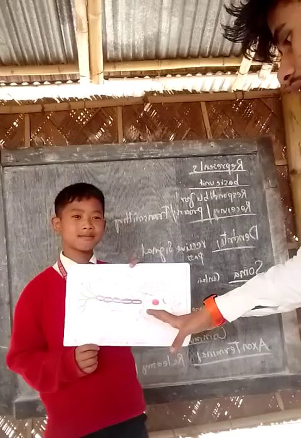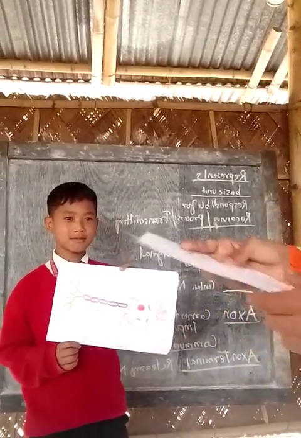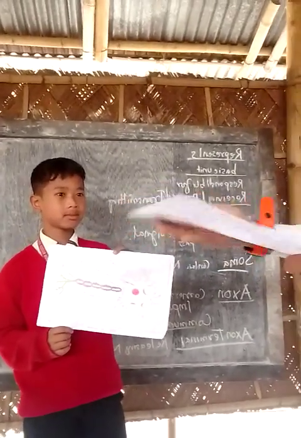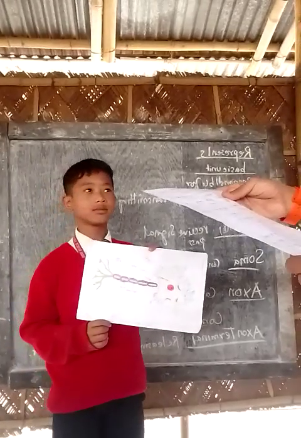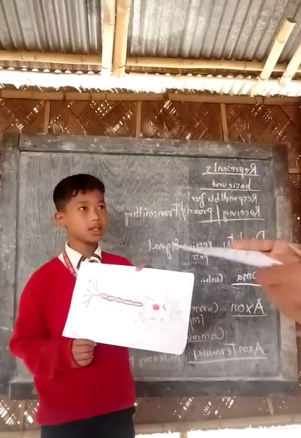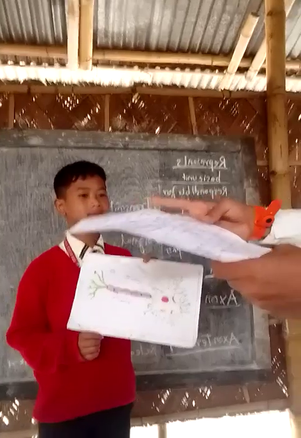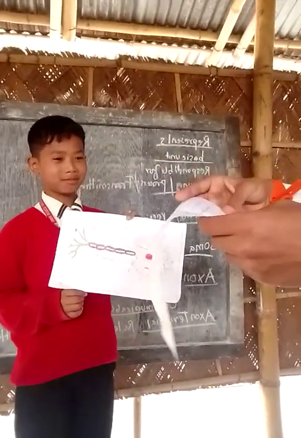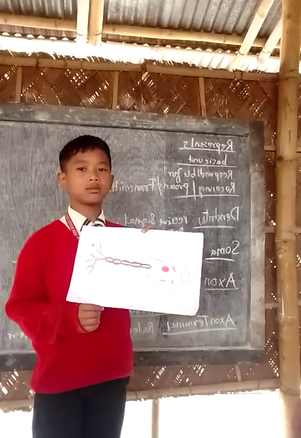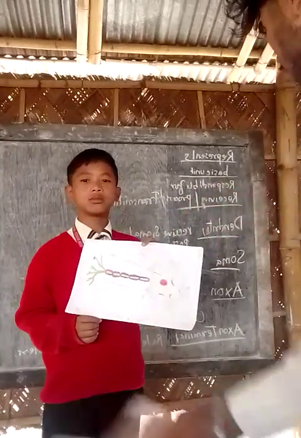And here I would like to ask one question related to the soma. Which part of the neuron contains the nucleus? It's the soma, right? Yes. So the soma is the part which contains the nucleus, and it is also responsible for processing and integrating information.